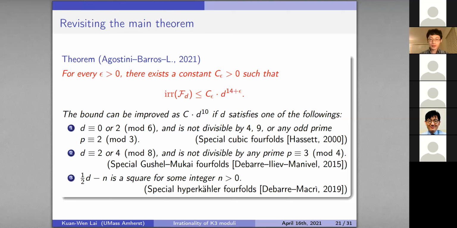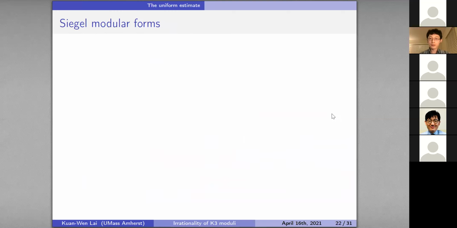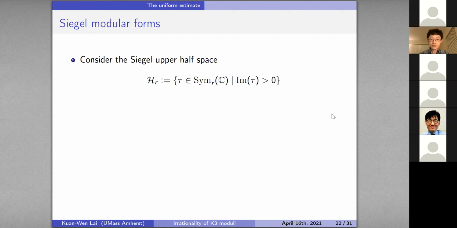Okay, so the last is the uniform estimate. This estimate follows a similar idea as the three cases here. But instead of Heegner divisors, the things involved in this uniform estimate are the so-called Kudla cycles. These cycles come from some kind of modular forms, which form the so-called Siegel modular forms. So again, I need to set up some notation here. Consider the Siegel upper half space.